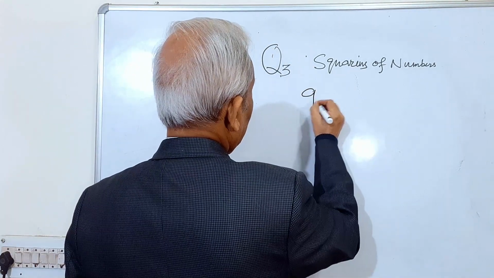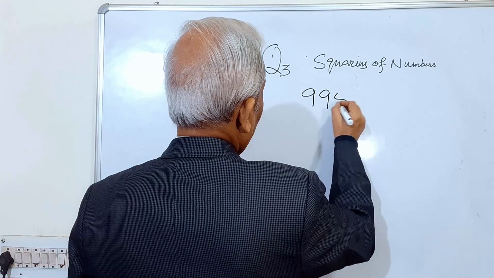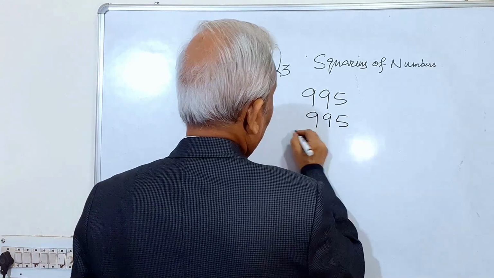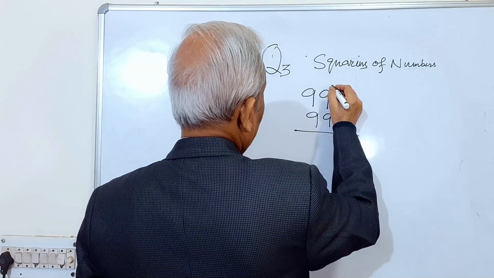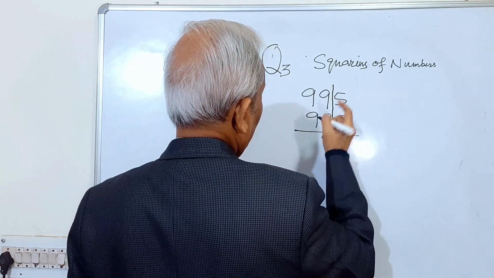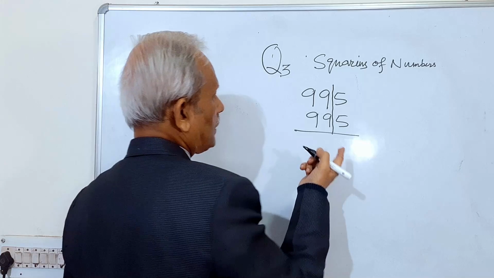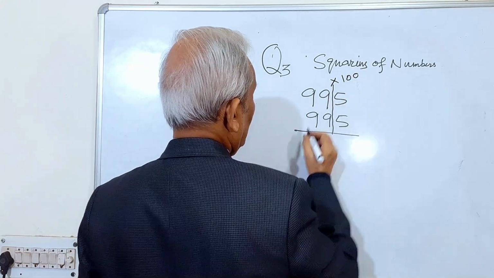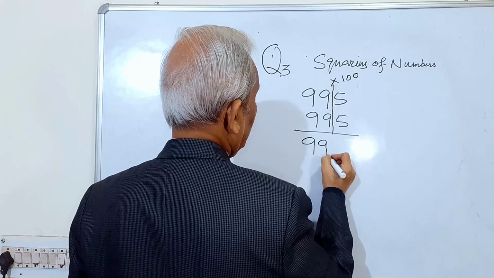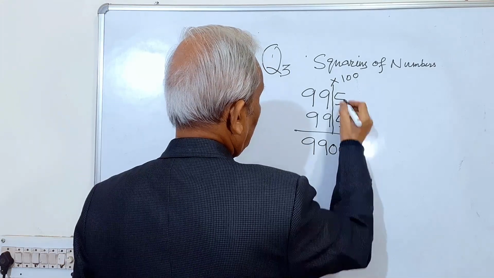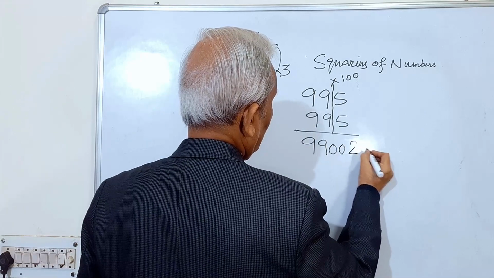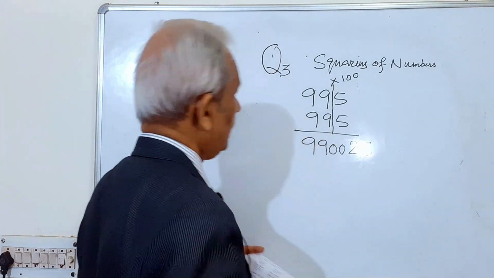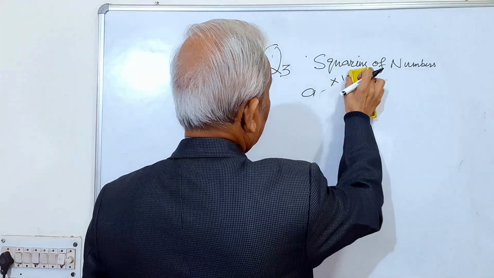995 into 995, 995 square. So take 99 as one part and 5 in the ones place. 99 into 1 more than that, 100. So 9900. Mentally you can do it. And 5 square is 25. Answer is 990025. Right? The last question.